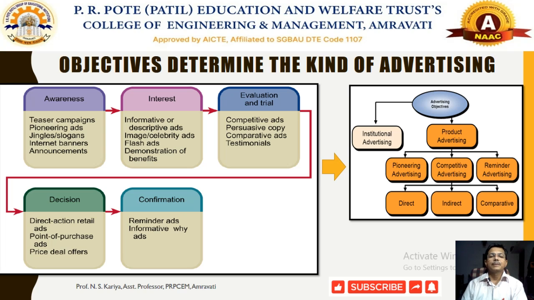Even we try to promote the product using celebrity advertisements. Sometimes there will be flash advertisements, and by giving the product related information using the demonstration of the benefits. Then there will be an evaluation and product trials by the consumer, for which we have to use some different sort of advertisements, competitive advertisement, or a very persuasive form of advertisement, persuasive advertising copy.